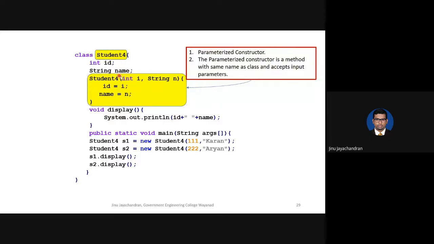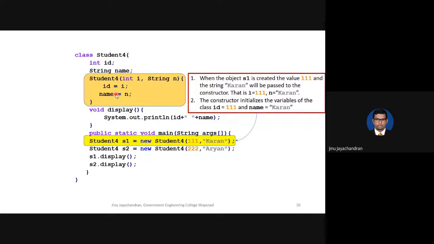So you see that this is a constructor which accepts 2 input arguments, which is called a parameterized constructor. So when I do an instantiation of the object, instead of doing new student4 with only brackets, I will pass arguments into the brackets. So when I do this, 111 will be passed to I and the name will be passed to n. And this is how you initialize the variables for that object S1.